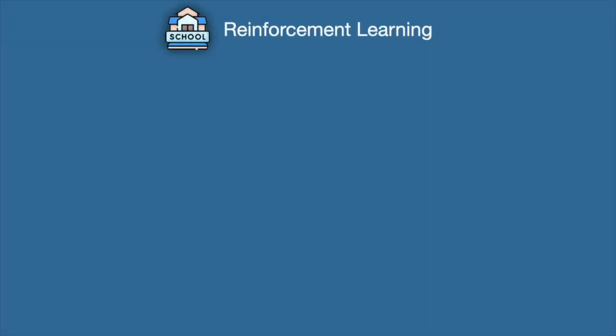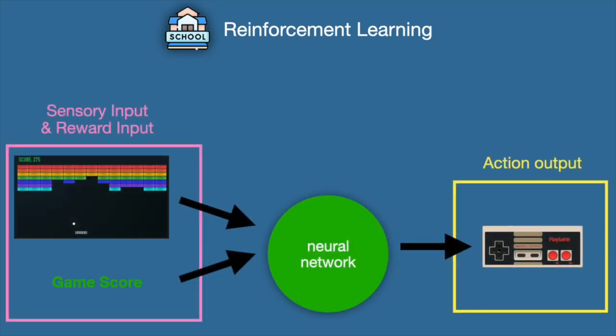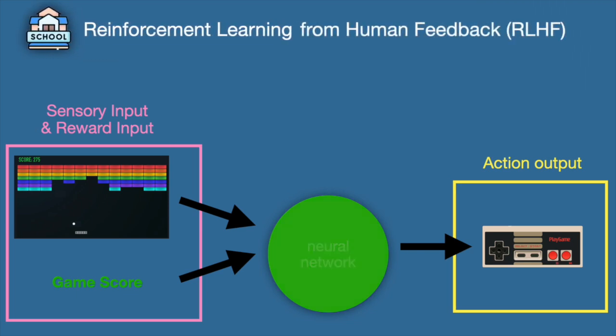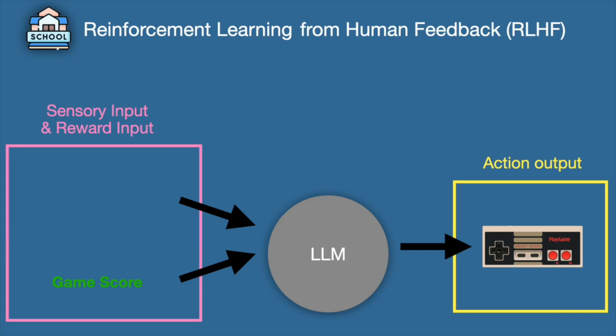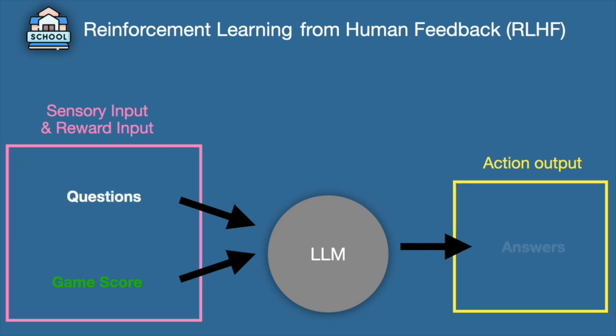In RLHF, the LLM enters a reinforcement learning school. And you remember how these schools work, right? The model learns by taking actions based on the sensory data and a reward. Well, in the reinforcement learning from human feedback school, the method is the same. In this case, the sensory input are the questions. The action that the LLM can take is to write an answer. And finally, the reward is how good the human scorers think that the answer is. In other words, the human feedback. That's why this method is called reinforcement learning from human feedback.